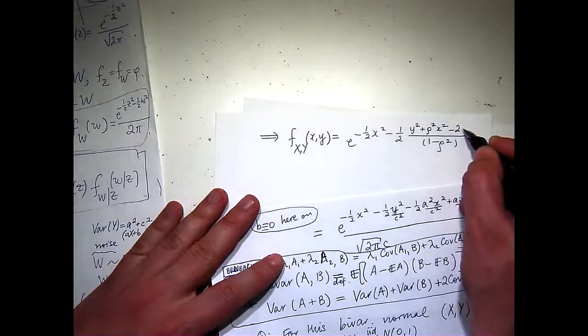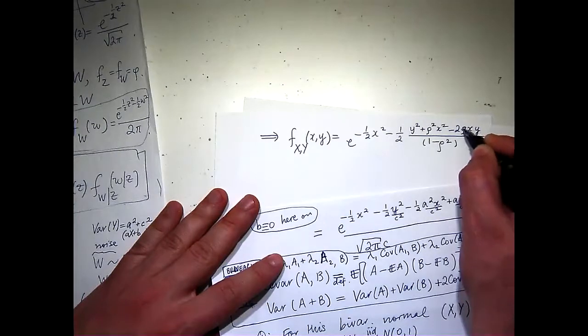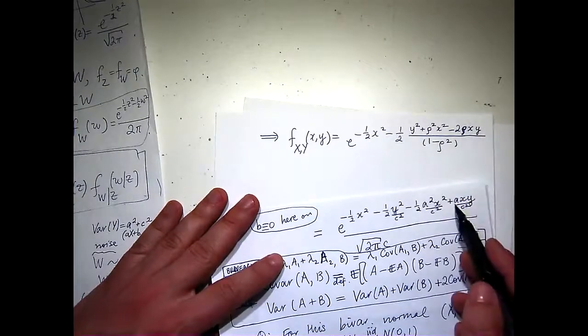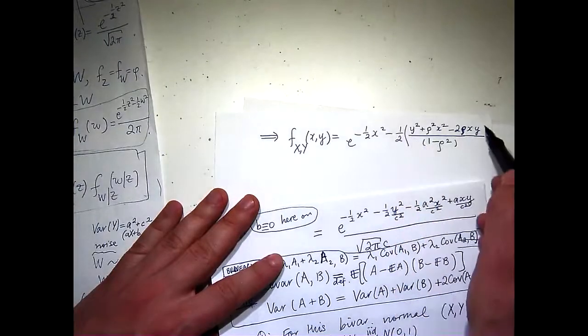minus 2 rho x y. If you're wondering why this was -2 and that one was +1, it's just a matter of whether I took the -1/2 as a common factor or not.